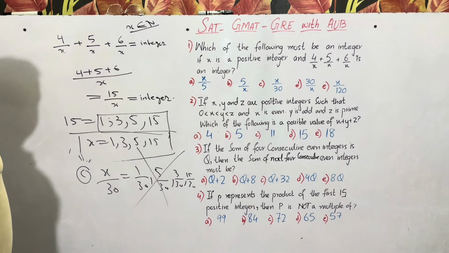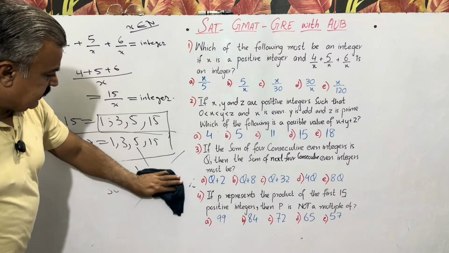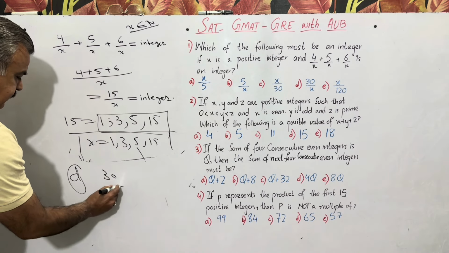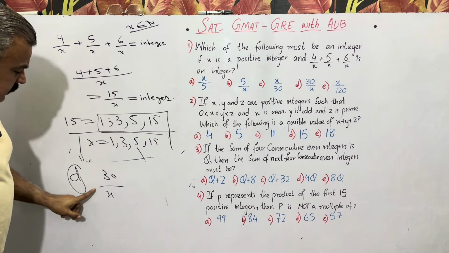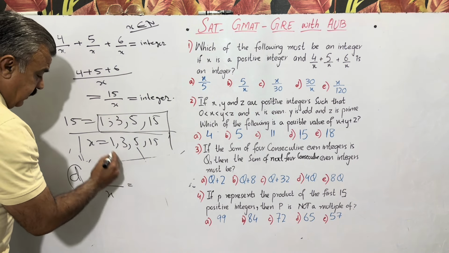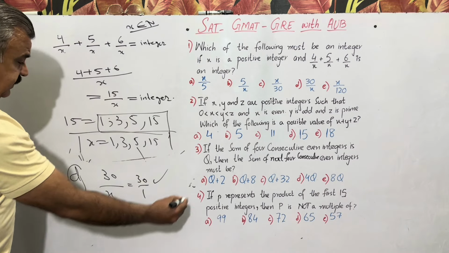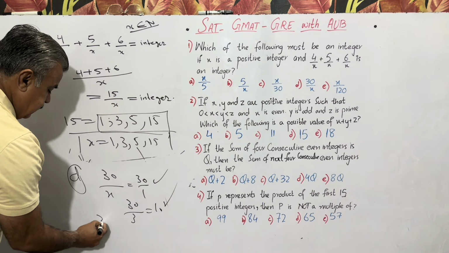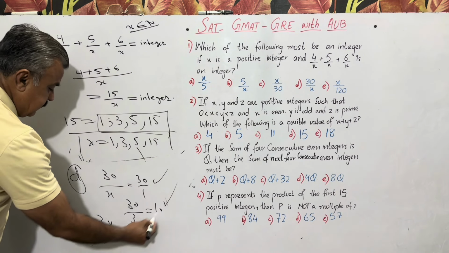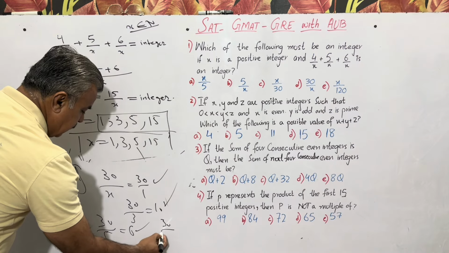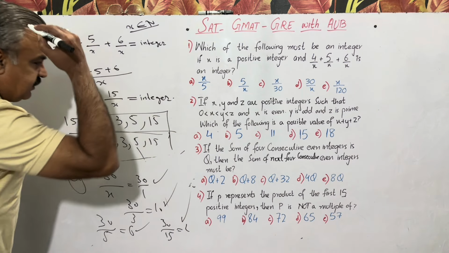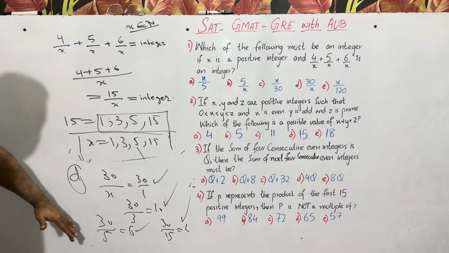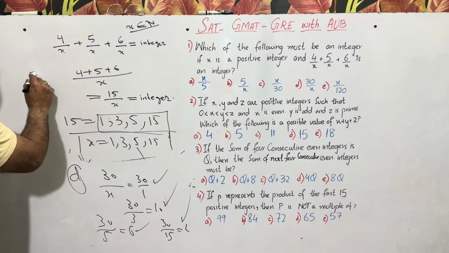What about 30 over x? Taking the D possibility, 30 over x. Plug in 30 over 1. Yes, it is an integer. 30 divided by 3 is an integer. 30 divided by 5 is an integer. 30 divided by 15 is 2, also an integer. So D is our right option that gives integers everywhere, that is 30 over x.